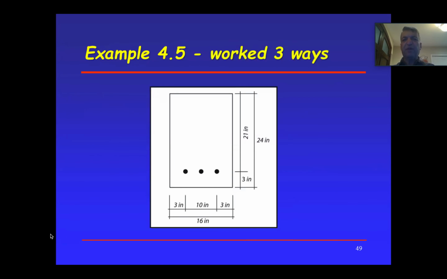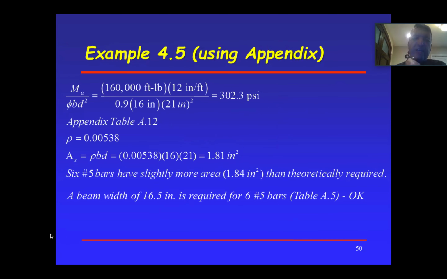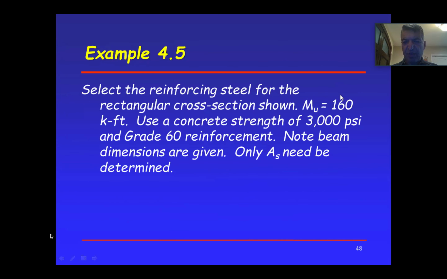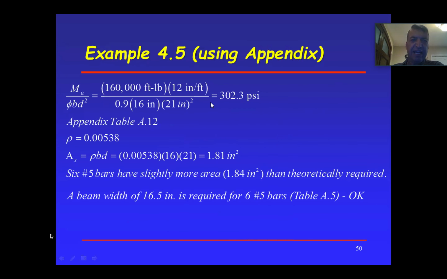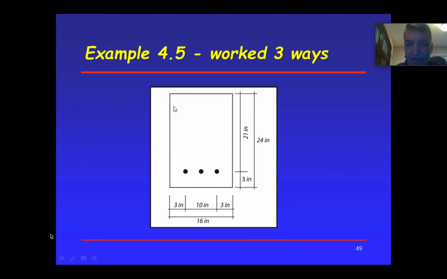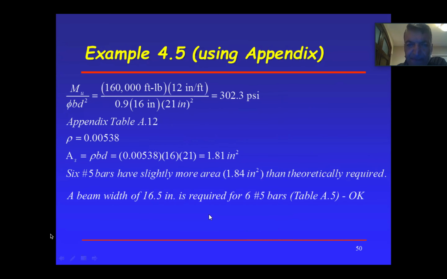We're going to do it 3 different ways, and you'll see this is going to show you a kind of summary of what we've been doing. The first thing we're going to do is calculate Mu over phi b d squared. So Mu is 160 because it's given. He gave me Mu is 160, and of course, multiply by 1,000 and then 12 to get it in inch-pounds. Phi is 0.9, b is 16, and d is 21 from here. So you've solved this: 302.3.